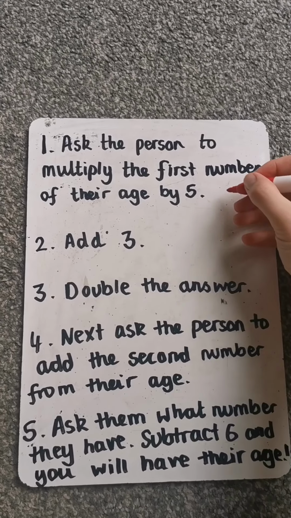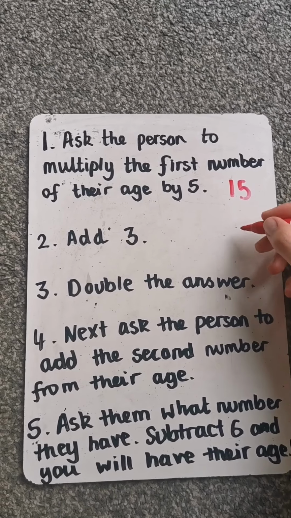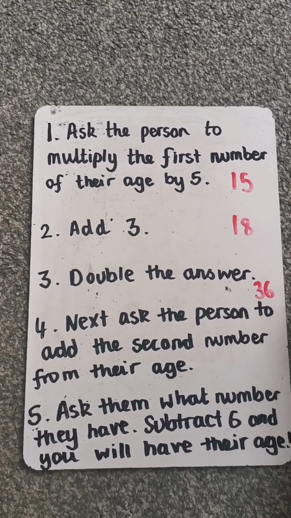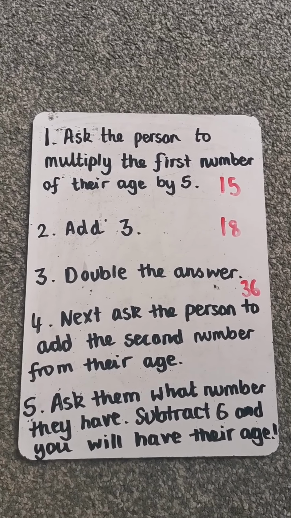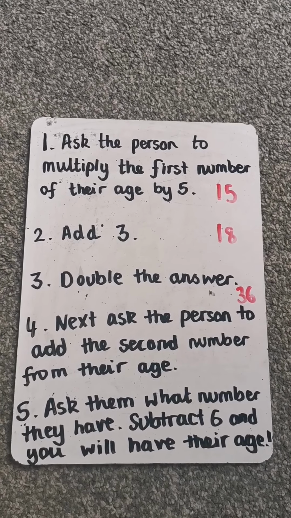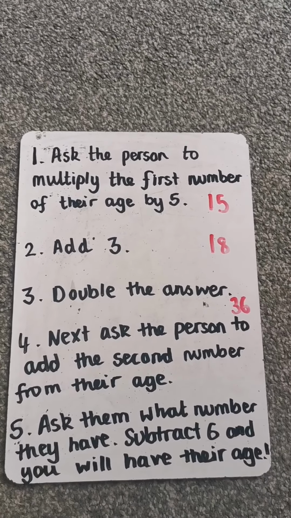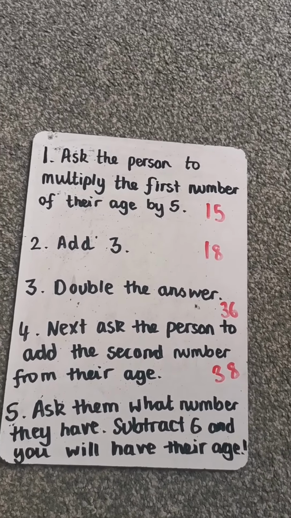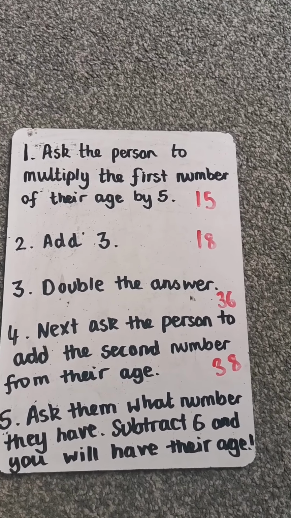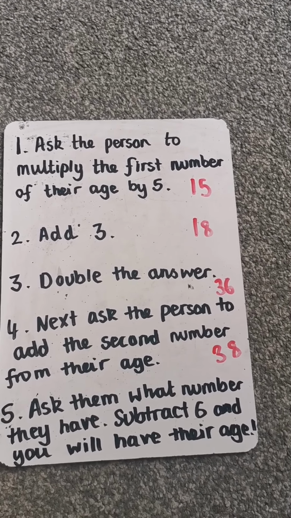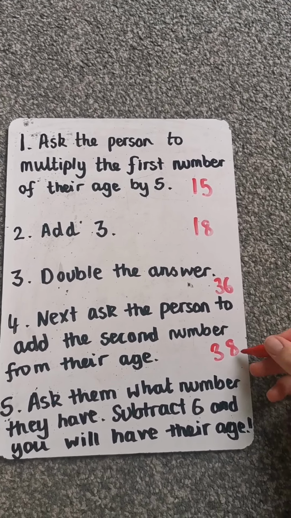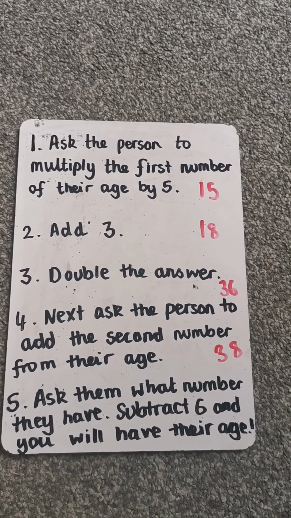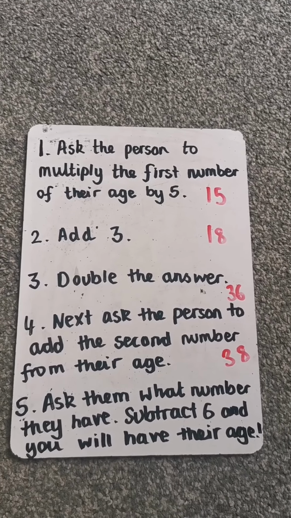So 3 times 5 is 15. Add 3 is 18. Double that answer is 36. Now you need to ask the person to add the second number from their age. So obviously I'm 32, so I add 2 to 36, that gives me 38. At this point you say to them, what number do you have? And they'll say 38, if like me they're 32. You then need to take away 6 from that number, so 38 take away 6, you would be left with the answer of 32, which is my age. So then you could say to me, I now know, Mrs Georgiou, that you are 32.